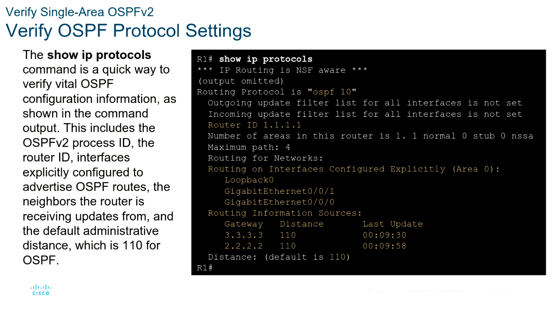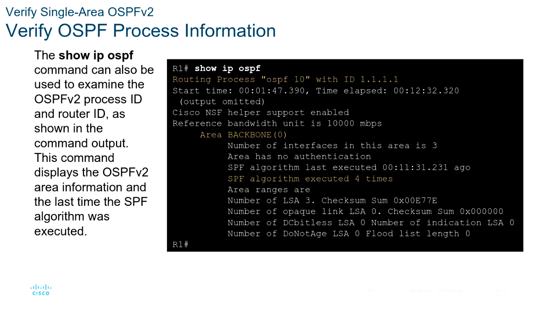So show IP protocols will show you this. It'll show you OSPF processes running, which networks have been advertised to the other networks, and that the administrative distance of 110 has been set. That's the normal default. So that's one way you can check. Show IP OSPF will show you some other information. What's the process ID? What's the router ID? It shows the area information and the last time that the shortest path first algorithm was executed, which normally should be within the last 30 minutes.